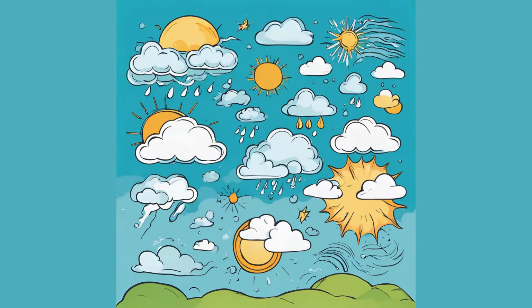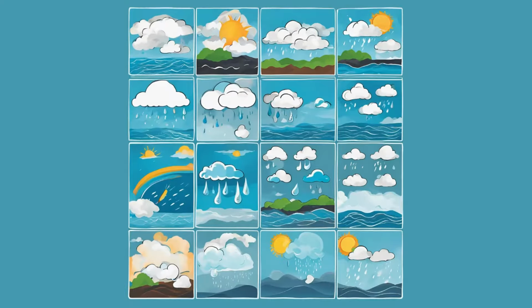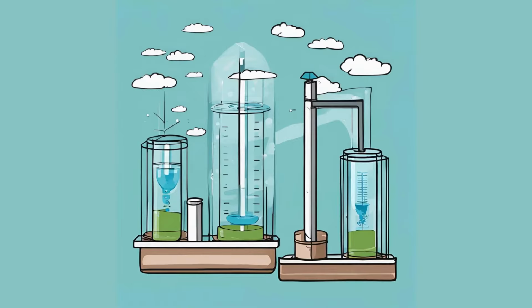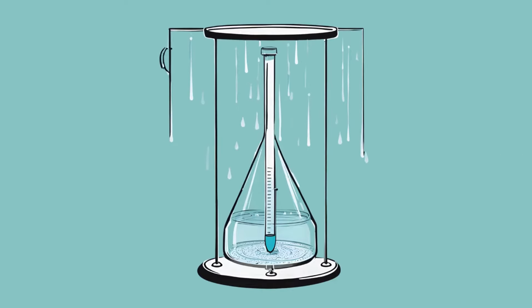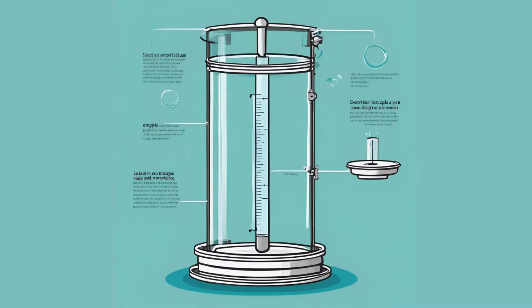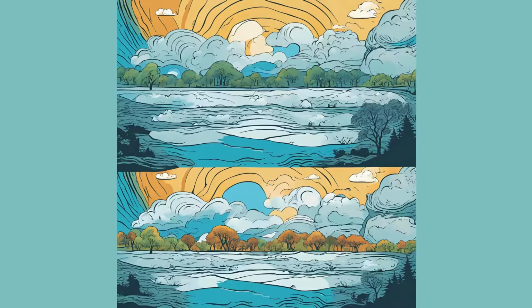So let's start with something we experience every day. Weather. What exactly is weather? Well, you could think of it as the mood of the atmosphere at a specific time and place. It's what you see when you glance out the window, like sunshine, clouds, rain, maybe even wind. And it's always changing because the atmosphere is constantly moving. So what are the main components of weather then? Well, there are four key elements: temperature, cloud cover, rainfall, and wind.